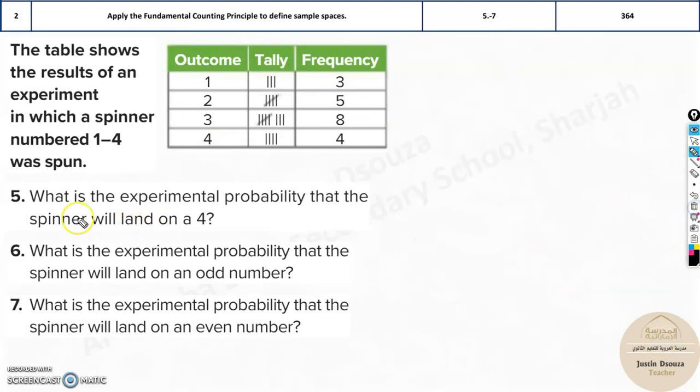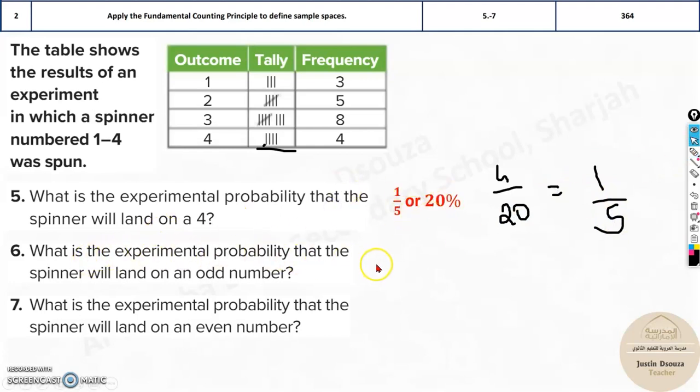But now let's see, what is the experimental probability that the spinner will land on 4? 4 divided by the total, which is 20. That is 1 by 5 or 20%. That's it. That's the answer.